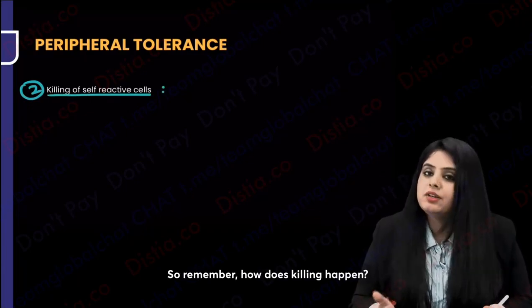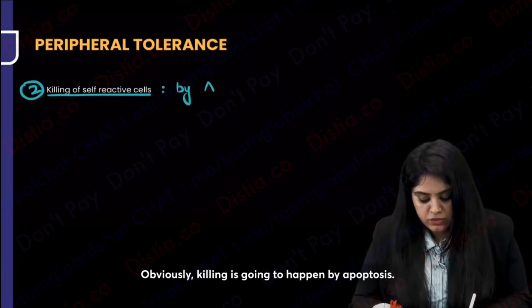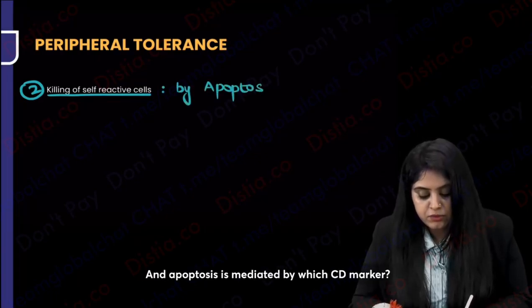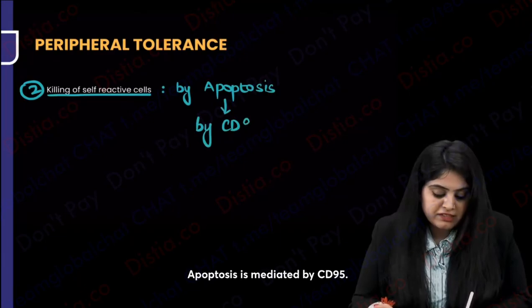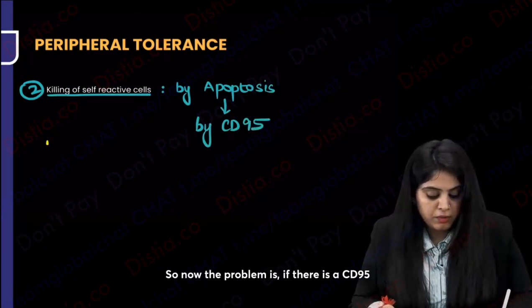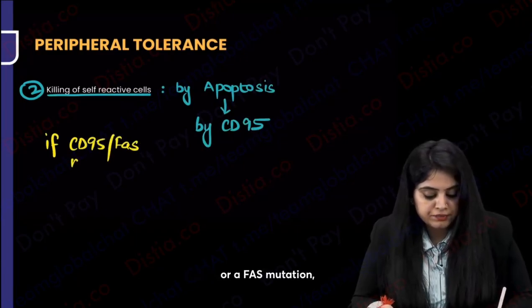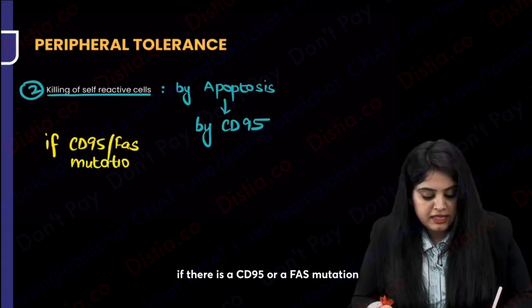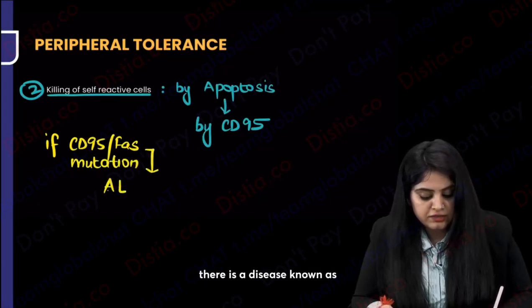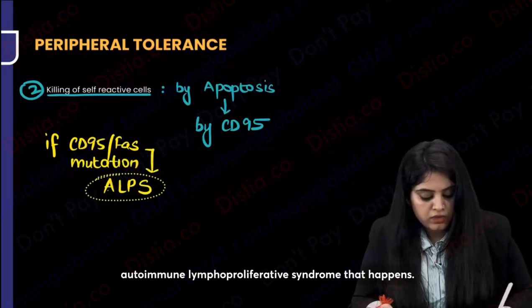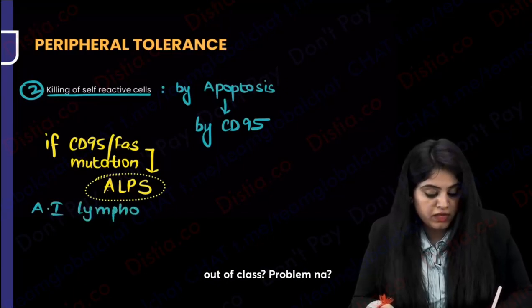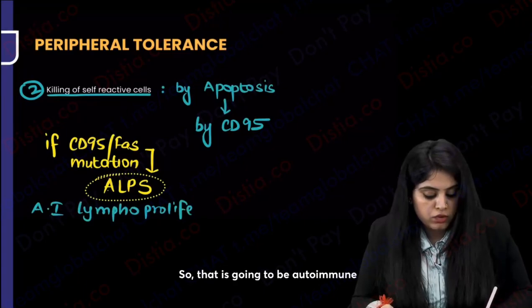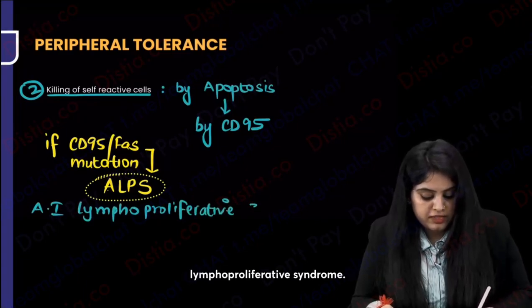So remember, how does killing happen? Obviously, killing is going to happen by apoptosis, and apoptosis is mediated by which CD marker? Apoptosis is mediated by CD95. So now the problem is, if there is a CD95 or a FAS mutation, there is a disease known as autoimmune lymphoproliferative syndrome that happens. What if I cannot chuck the students out of class? Problem, no? So that is going to be autoimmune lymphoproliferative syndrome.